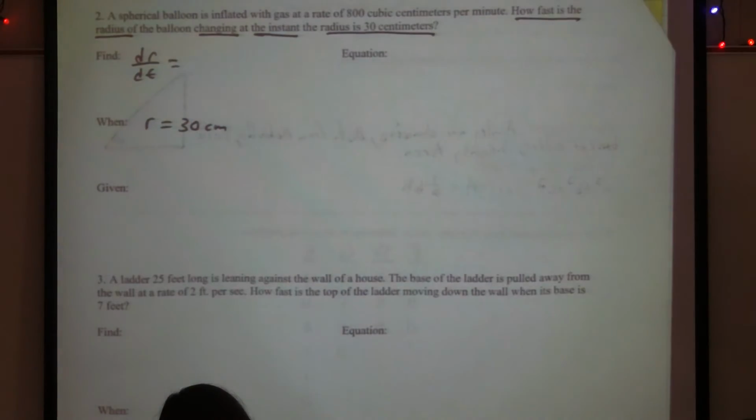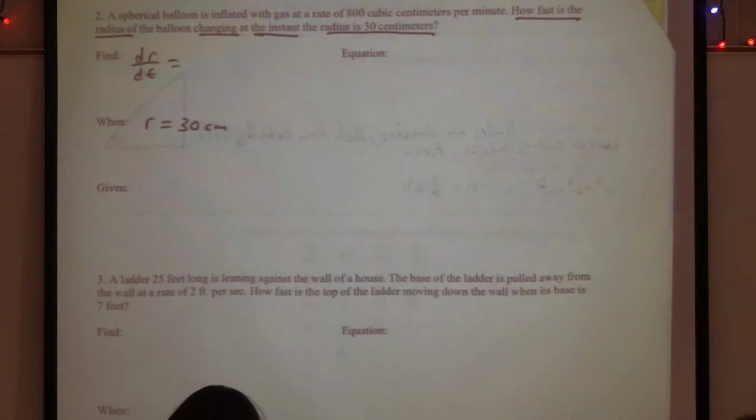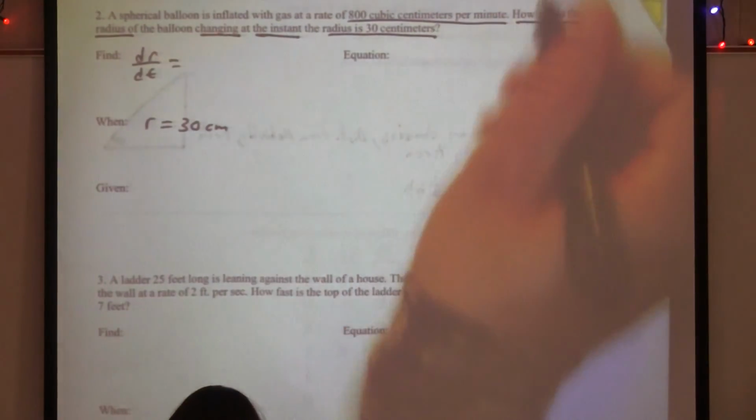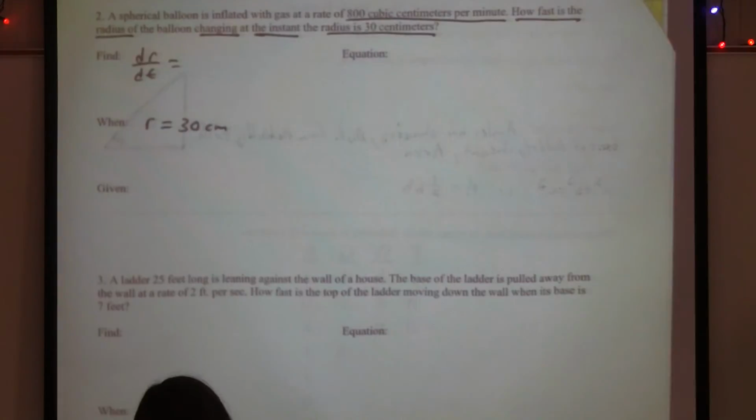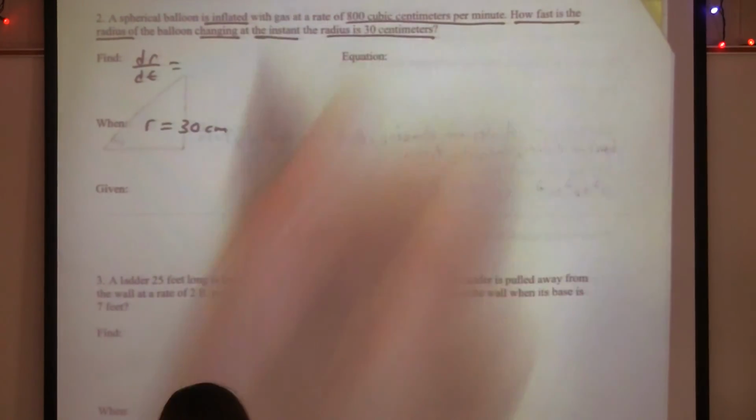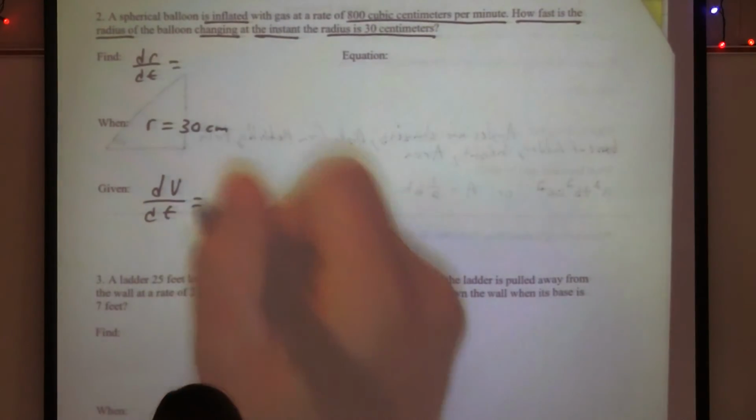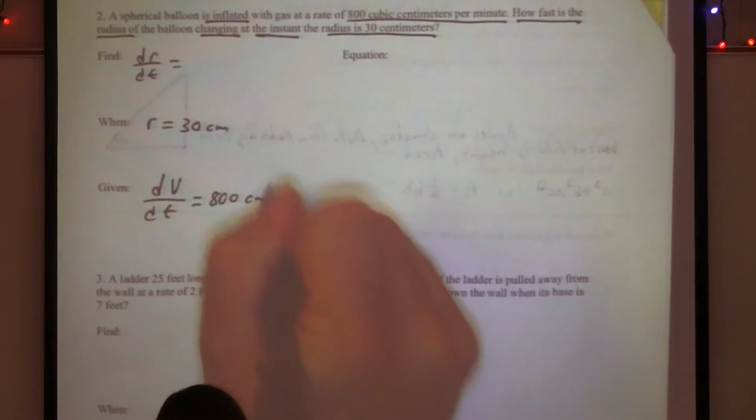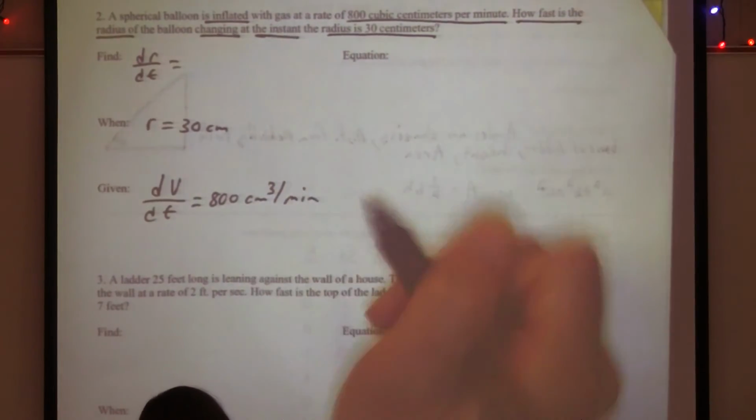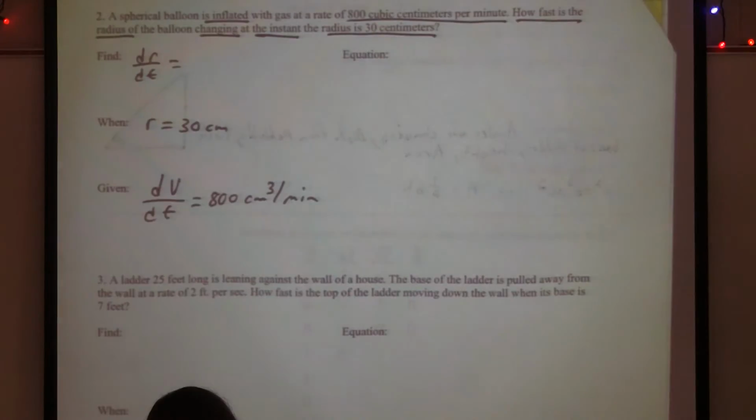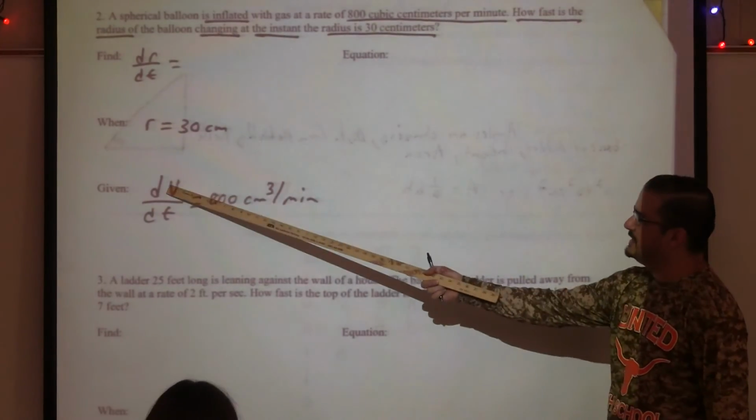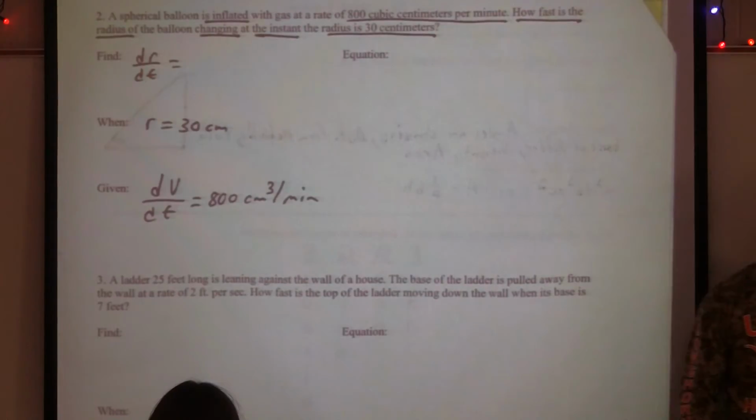Okay. Given, what are they giving us? 800 cubic centimeters per minute. What does that represent? What rate does that represent? The rate of change of the volume, right? Because it's being inflated. So that would be d what? dV/dt equals 800 centimeters cubed per minute. You know it's a rate because of just the units, right? Just the way the units are written, you know it has to be some derivative, some rate of change.